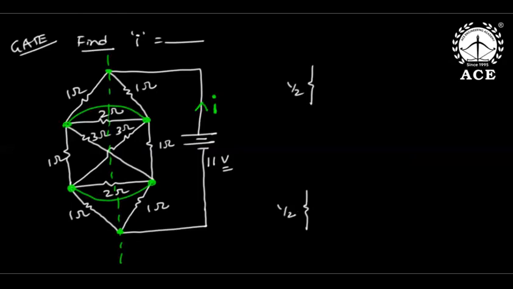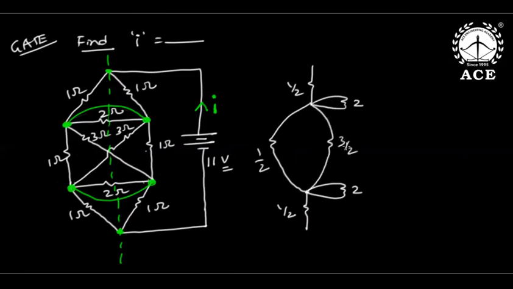But here this 2 becomes a self loop. If I fold here, this 2 becomes a self loop, current cannot flow. Here also this 2 becomes a self loop. If you fold and join, this 2 becomes a self loop, current cannot flow. Then finally, by joining this and this, all these 1 and 1 become parallel, half. And also these 3 and 3 in parallel become 3 by 2. Because this 2 is a self loop, current cannot flow because there is no potential difference.